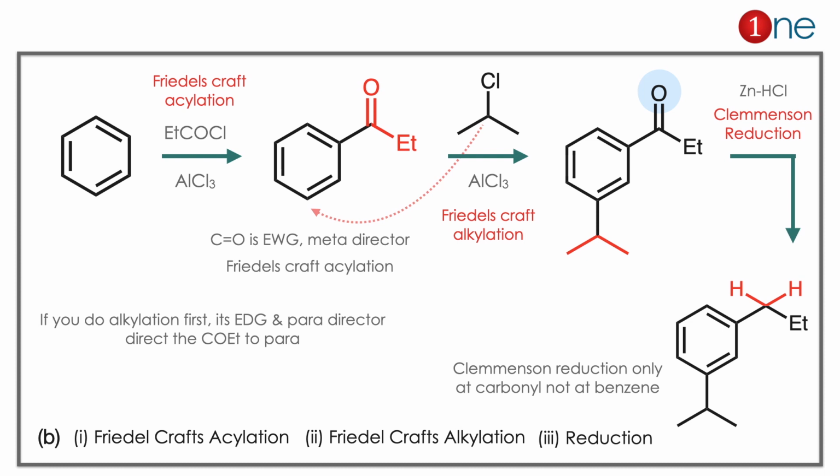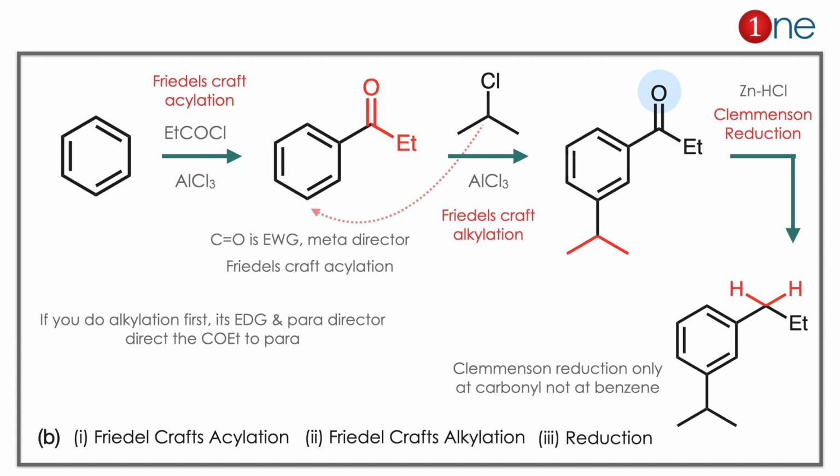Next step, if you do Friedel-Crafts alkylation, it forms at the meta position. Then if you do Clemmensen reduction, C=O gets converted into CH2 there. So the desired product is observed. So the answer is clearly B. Friedel-Crafts acylation is first, alkylation is second, reduction is third there.